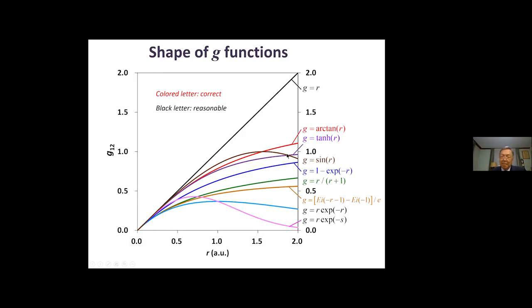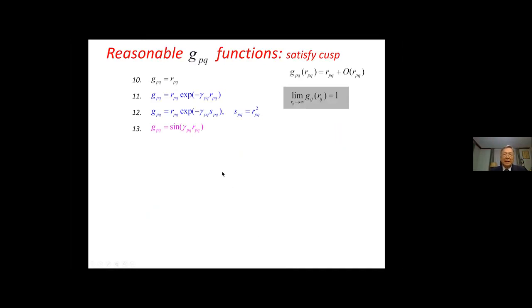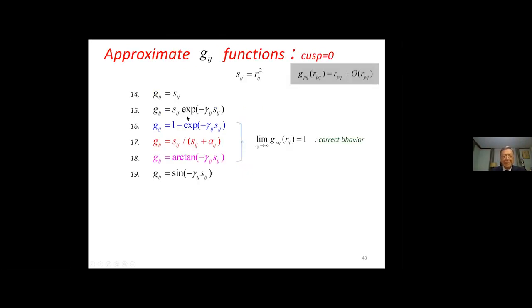And this is R Gij. These functions are correct functions, and this is a reasonable function, and they behave like that. And this is the set of Gij functions we examined. This one is the ordinary one. This is not correct anyway. And this one, and this one. A sine function can be used anyway. And this is approximate, defined with Sij.